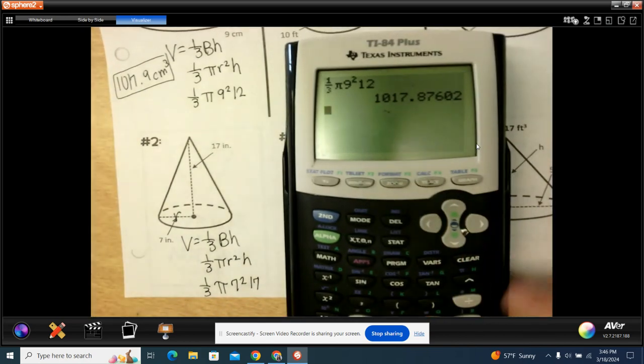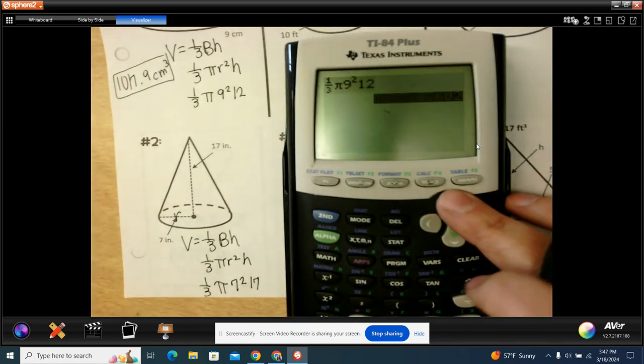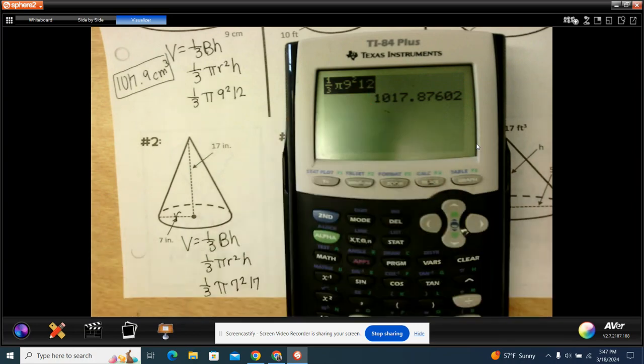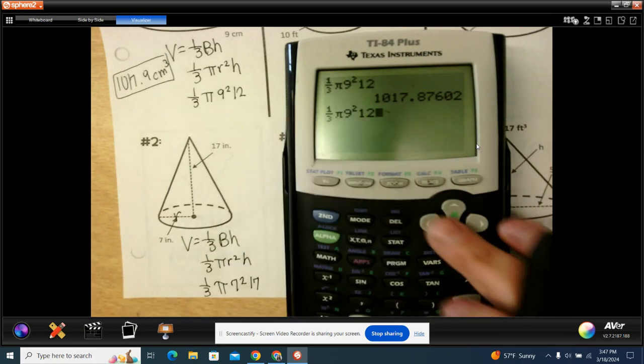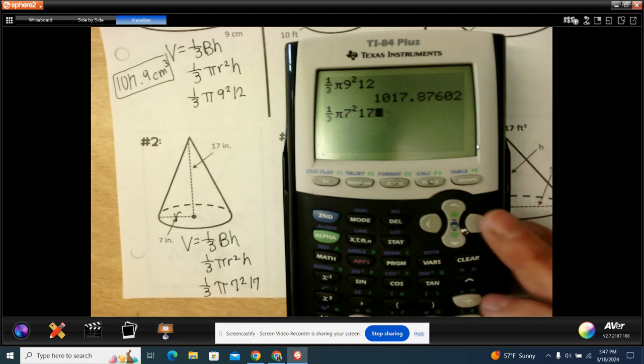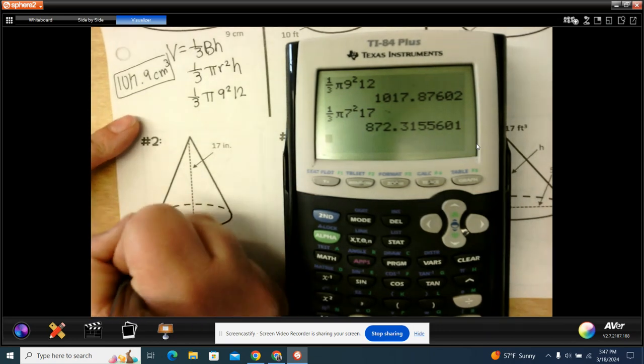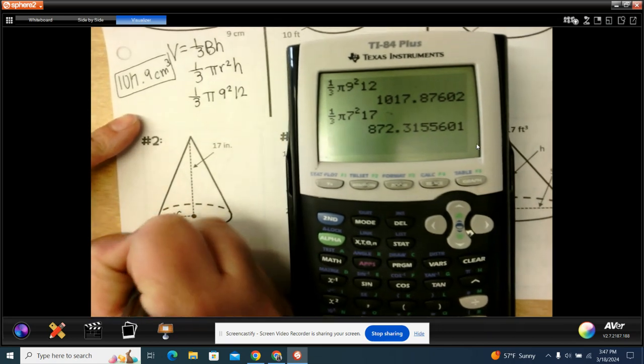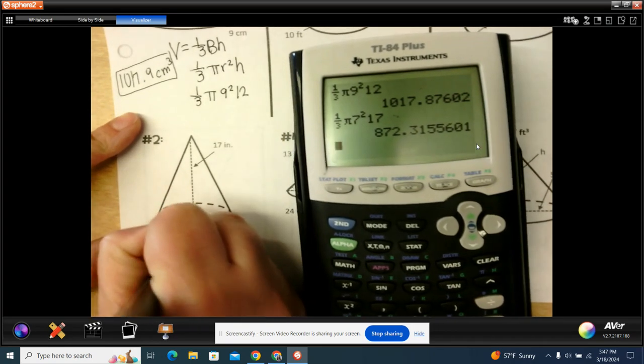So a shortcut, instead of having to retype it, if you use your arrow key and arrow up to the problem, hit enter, it will retype it, and then you're able to change the 9 to be a 7 and the 12 to be a 17, and then enter. So 872.3 inches cubed.